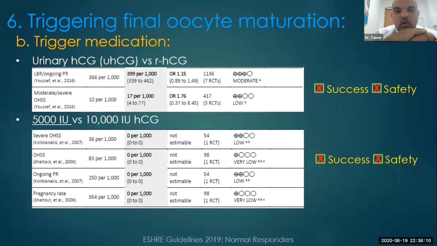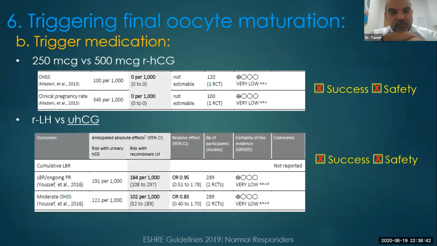So if you compare just urinary HCG with a recombinant HCG, it's the same. It's not more effective, not safer to use the recombinant. So the urinary is just as good. Interestingly, using 5,000 international units of the urinary HCG is equivalent to 10,000. So many use 10,000, but even 5,000 can be enough. It doesn't alter success rates.